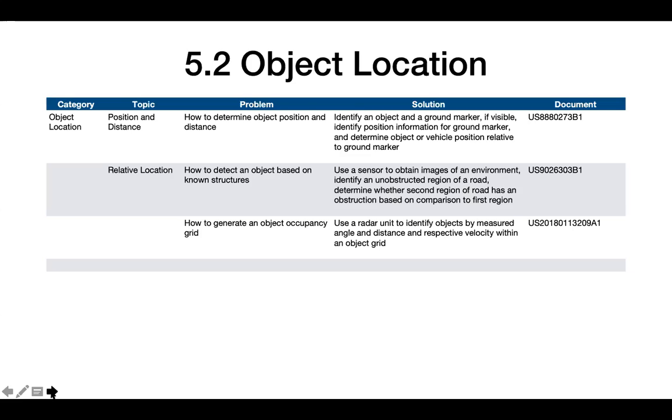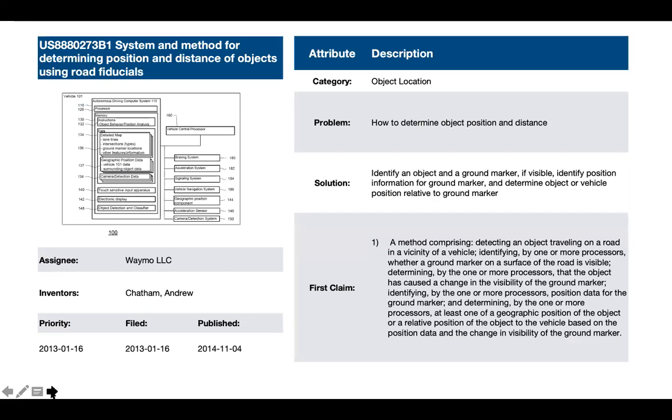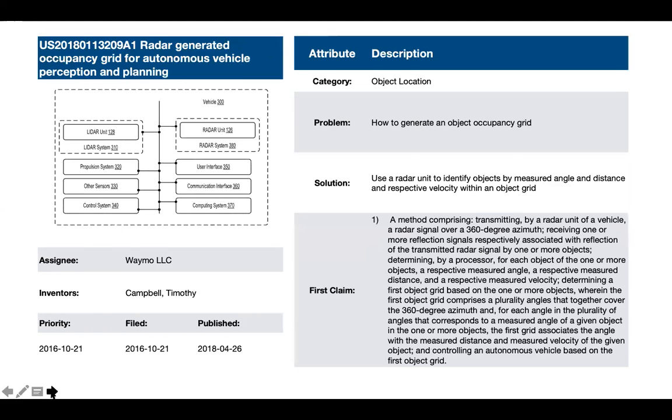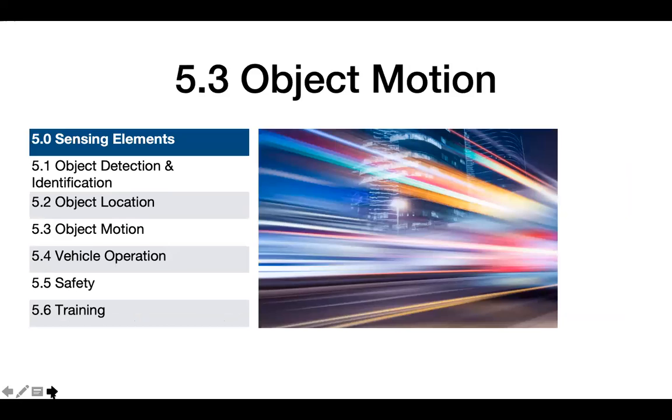And then the third one, how do I generate an object occupancy grid? Use a radar unit to identify objects by measured angle and distance and respective velocity within the object grid. So now I know where the objects are located. There's your grid. But I also need to know whether they are moving, where they are moving, how they are moving.